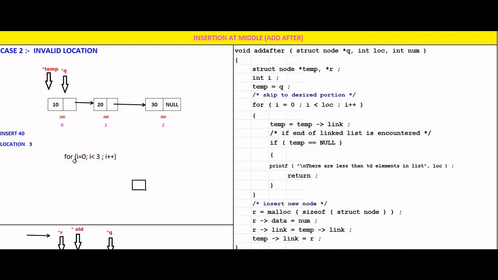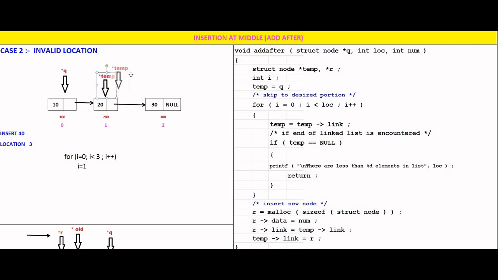So I is 0, 0 is less than 3, we come here. Temp is equal to temp of link, so temp will point here. Now temp has the address 200. We check whether temp is null. No, temp has 200. Then we increment I by 1 and go to the for loop. So now I becomes 1. Is 1 less than 3? Yes, we come here. Temp is equal to temp of link.